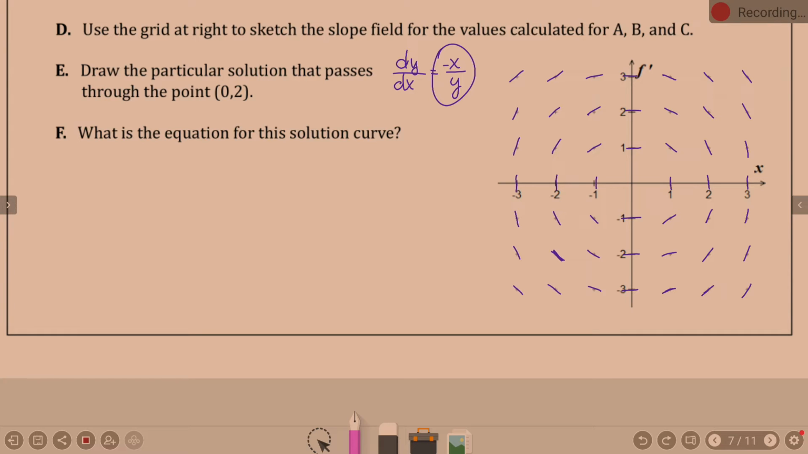You're excited. Fun stuff, right? This is horrible. Huh? This is horrible. Yeah. Slope fields, they're just tedious. And I don't have a better way to teach it, unfortunately.